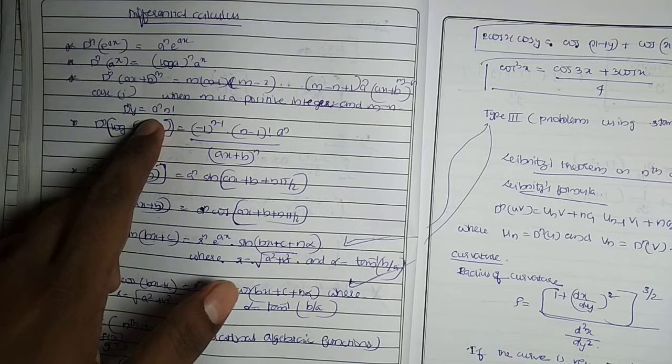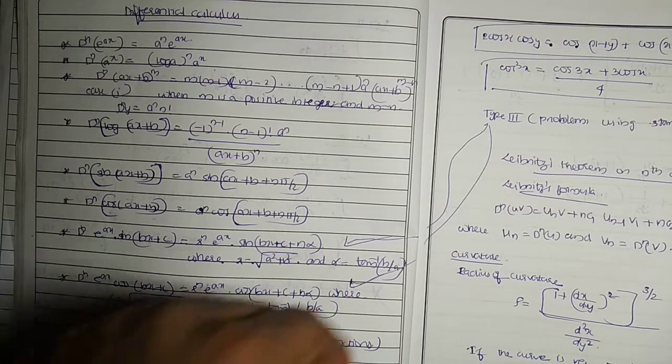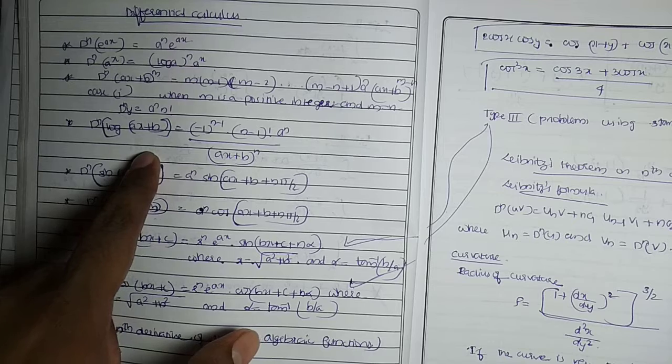Case 1: when m is a positive integer and m is equal to n, the nth derivative of y is equal to a raised to n into n factorial.